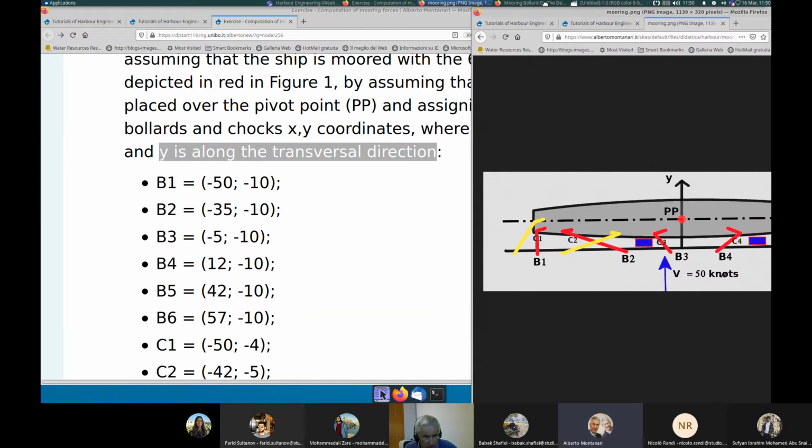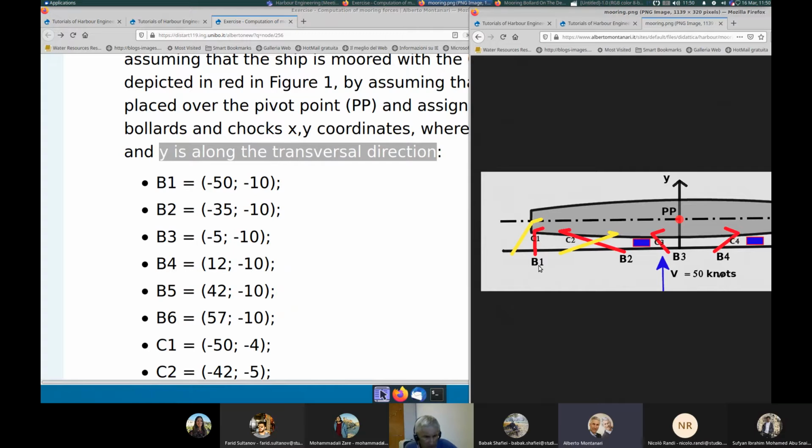So for instance, let's look at B1. B1 is the Bollard number 1. The coordinate is -50 on the x direction, so on the longitudinal axis, and -10 in the y direction. So the vertical axis on the figure is actually the transversal axis on the ship. These coordinates are referred to the origin located in the pivot point, which is the red point where I am placing my mouse now.